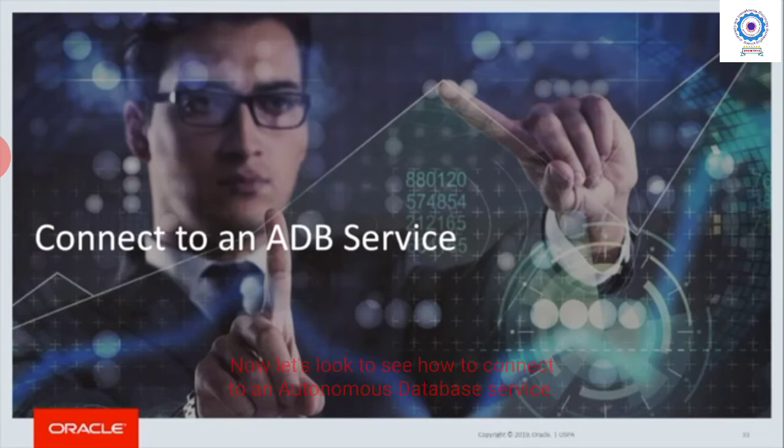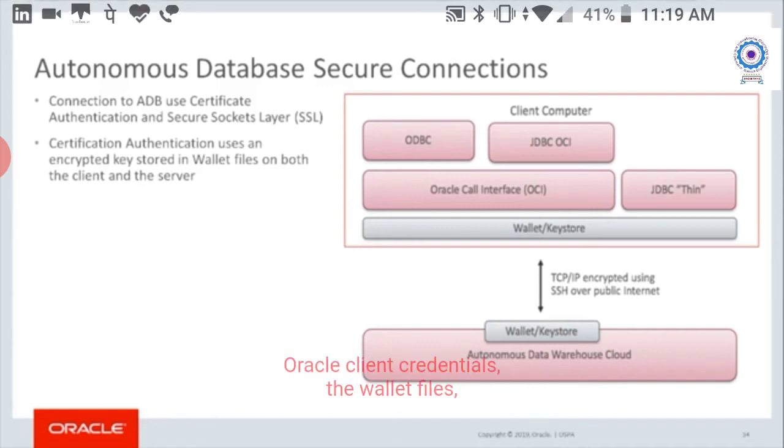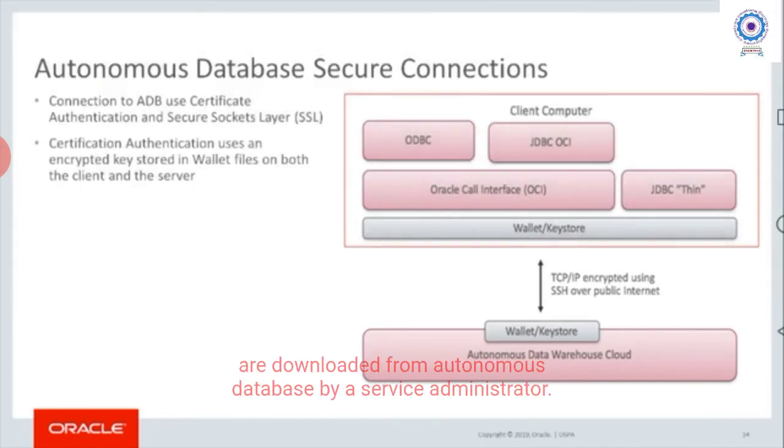Now let's look at how to connect to an Autonomous Database service. Connections to the Oracle Autonomous Database use Certificate Authentication and Secure Socket Layer, SSL. Certificate authentication uses an encrypted key stored in wallet files on both the client and the server. Oracle Client Credentials, the wallet files, are downloaded from Autonomous Database by a service administrator. When you download the client credentials from the Download Wallet dialog, you must enter a wallet password in the password field and confirm the password in the Confirm Password field.